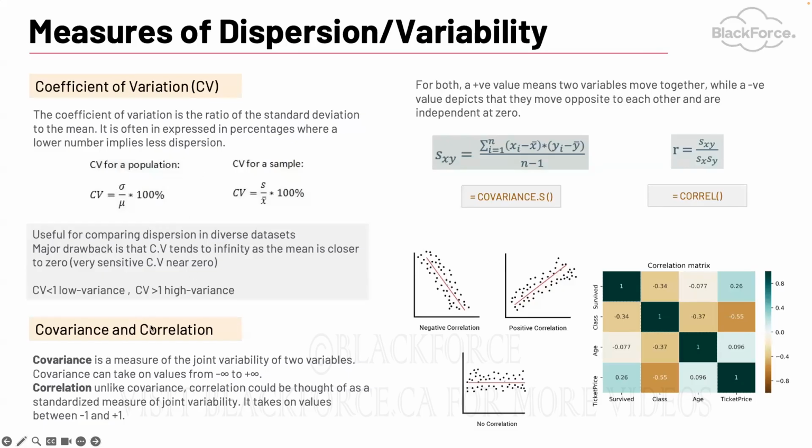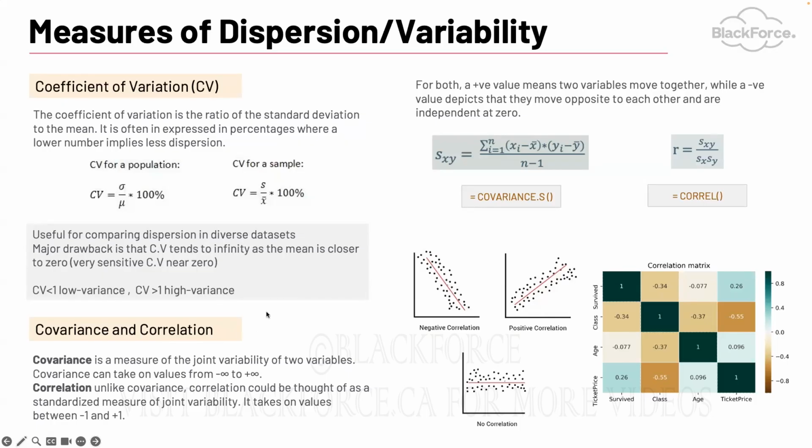So the other thing I wanted us to look at as we get towards the end of our class today is covariance and correlation. Correlation is the statistical association between two variables in terms of how they move together, whether in the same direction or in opposite directions, right? Covariance is a measure of joint variability of two variables. Covariance can take on values from negative infinity to infinity.